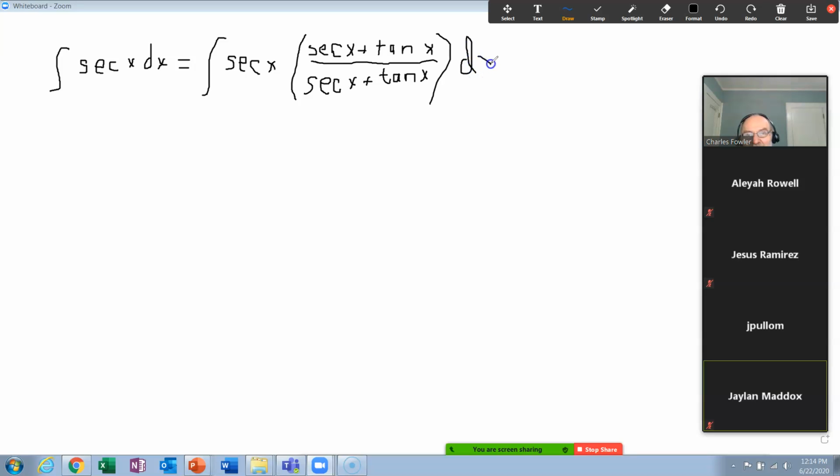So that's the same thing we started with. We just threw that in. Why would we throw that in? Because if you multiply this by, you still got the integral here. It's pretty ugly. Secant x times secant x is secant squared x.